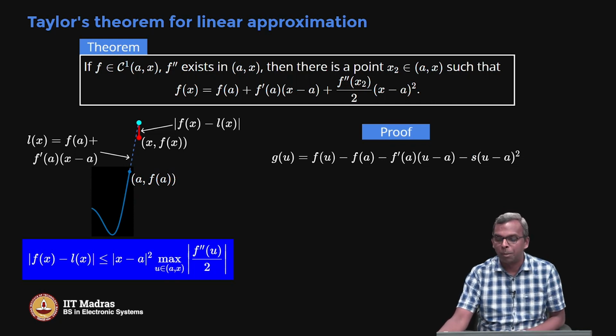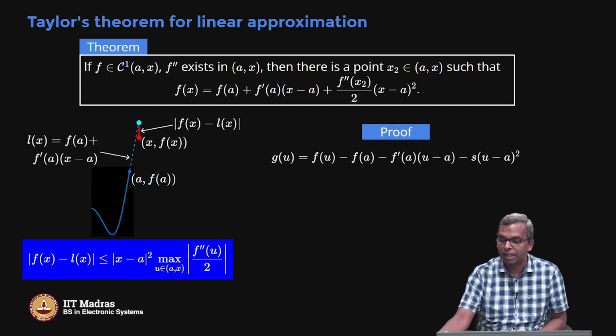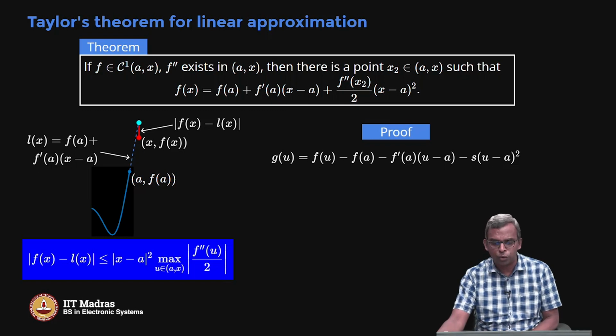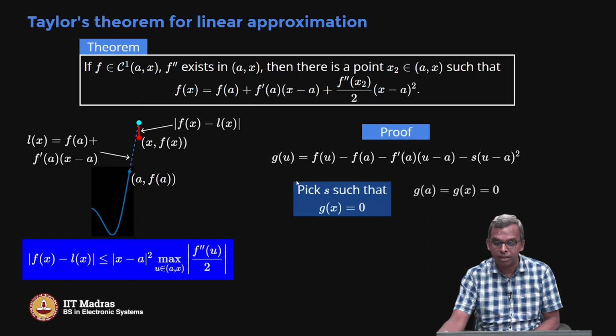That's what I hope. But right now, I'm going to put s here. So I get minus s into u minus a whole square. This is g of u. Now, what type of properties does this g of u satisfy for any s? No matter what s is, g of u satisfies these wonderful properties.